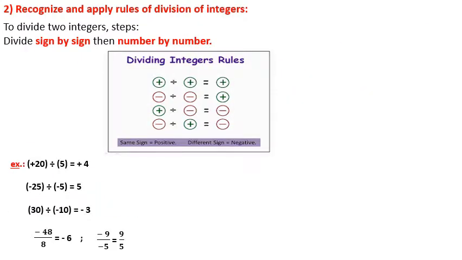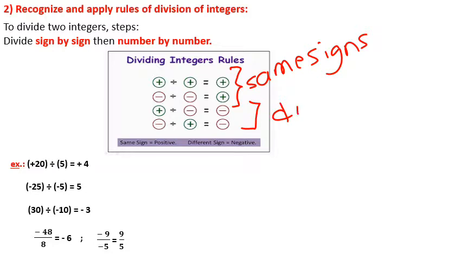How can we apply the rules of division of integers? Also, if we are dividing two integers or two signed numbers, we should follow steps. First, we divide the sign by the sign, then the number by the number. When dividing signs, it's similar to multiplication. A positive sign divided by a positive sign gives us positive. A negative sign divided by a negative sign gives us positive. So here we are dividing the same signs, so my answer is always positive. And whenever we are dividing different signs, my answer is always negative.